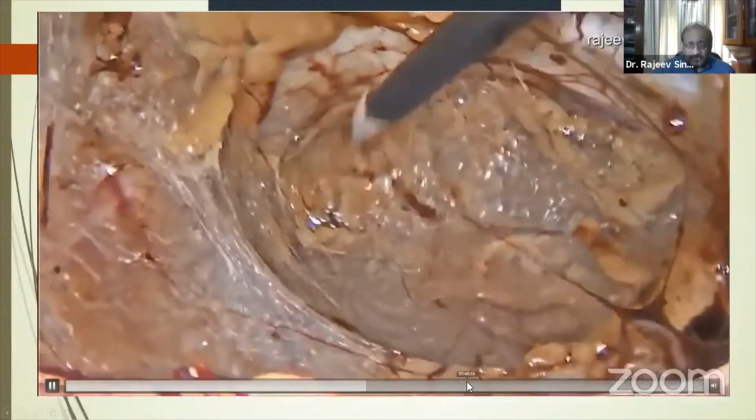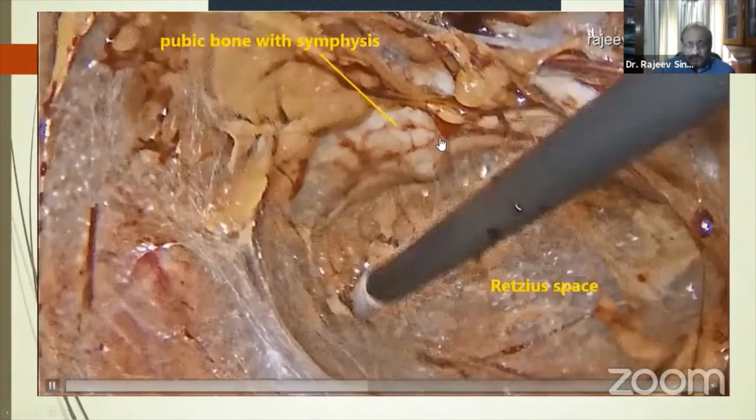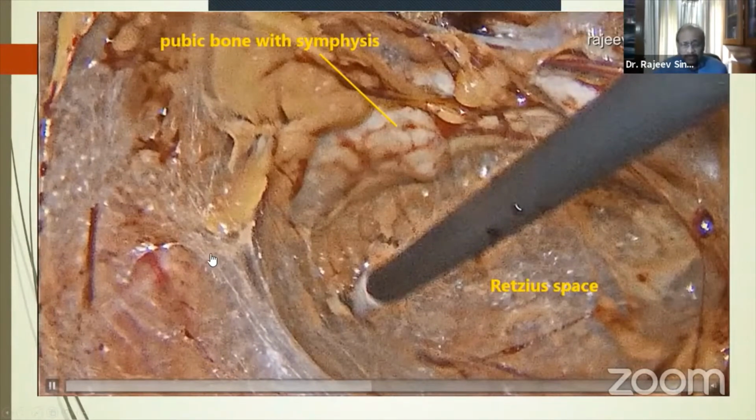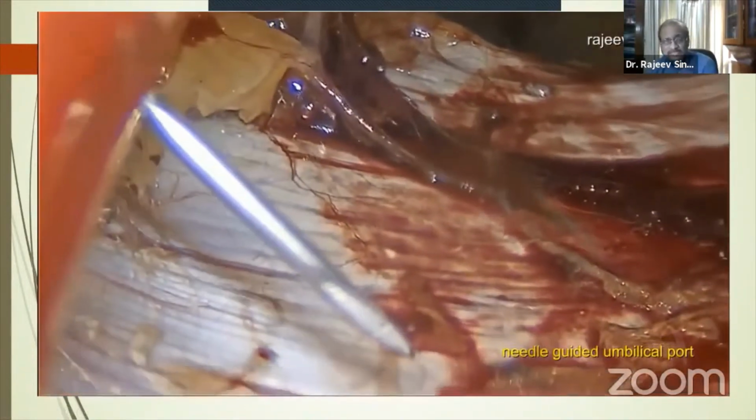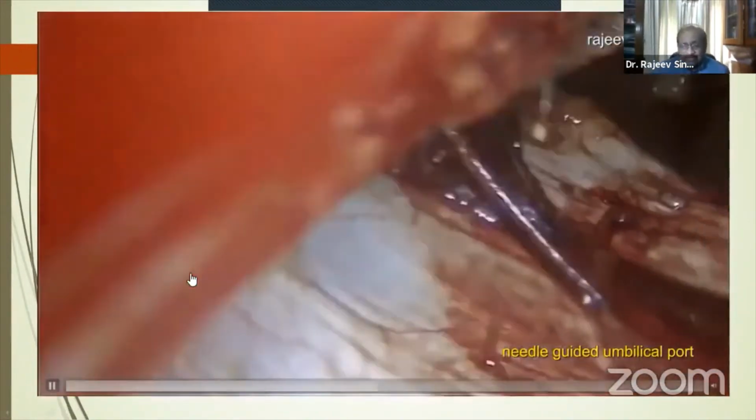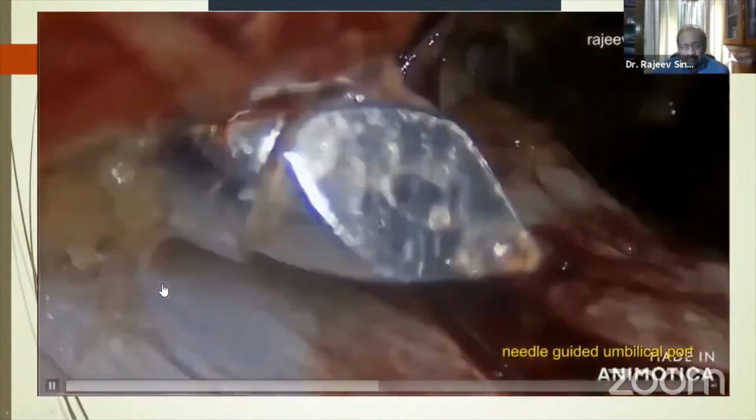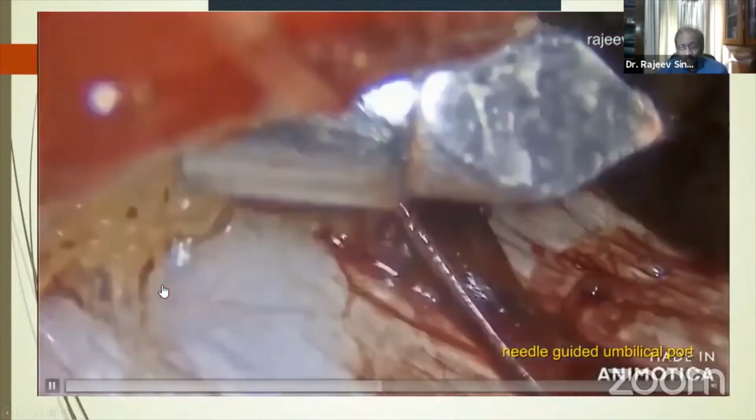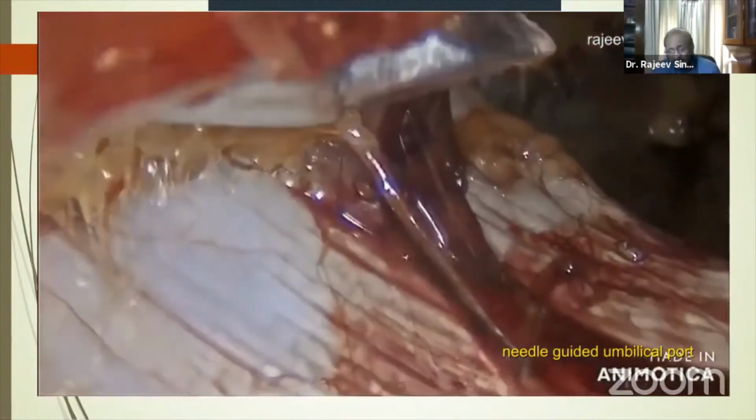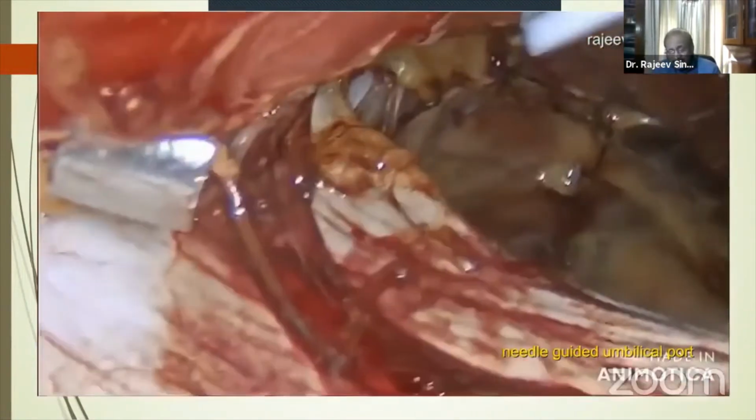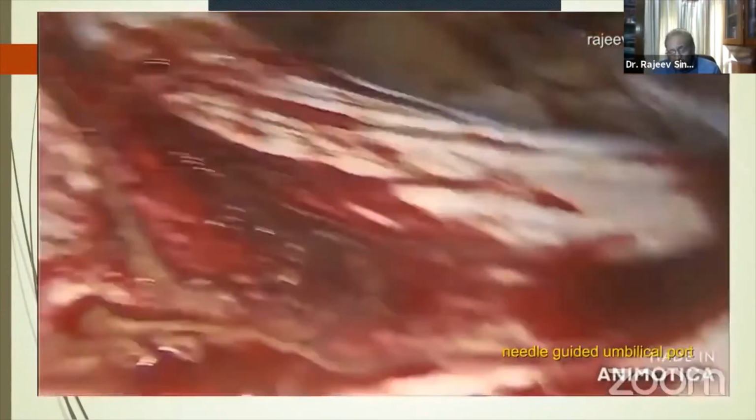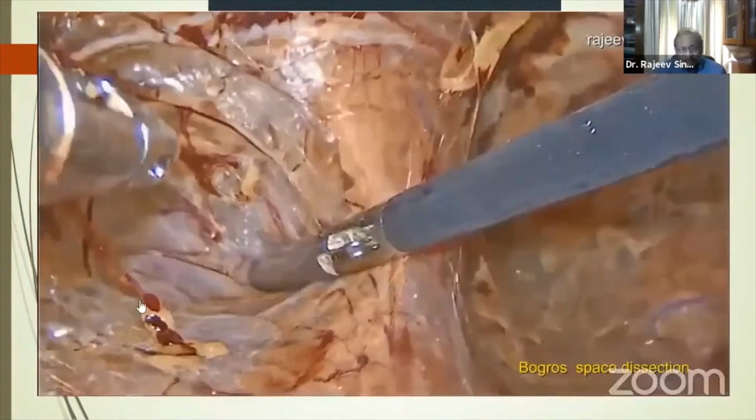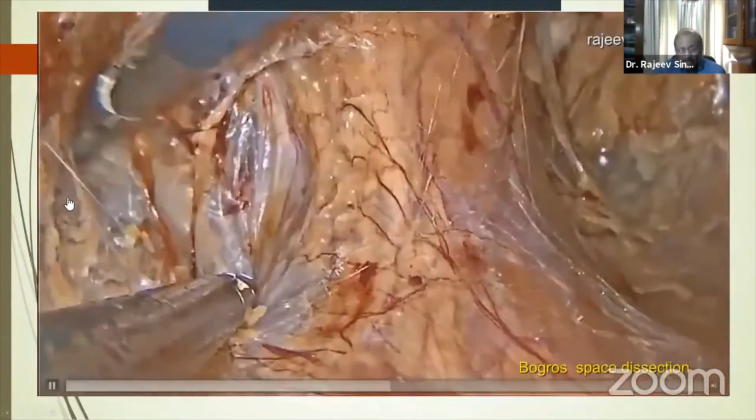And now the dissection is carried further. The pubic symphysis is seen, the space of Bogros is seen, and you carry it further and try to dissect the opposite side with it. Now, this is how you put in the needle. See, that needle is pushed in so that you see whether you're in the right place or not. You're not puncturing the posterior rectus sheath. Once you're sure with the needle, you remove the needle, and in the same track, in the same direction, you push in the port. Because, as I said earlier, this is the second point where you can damage the peritoneum.